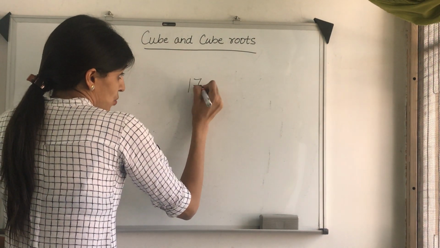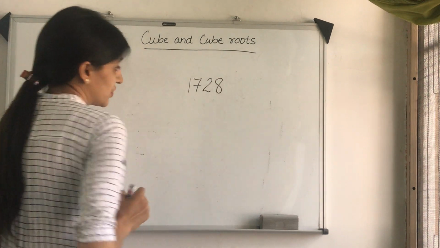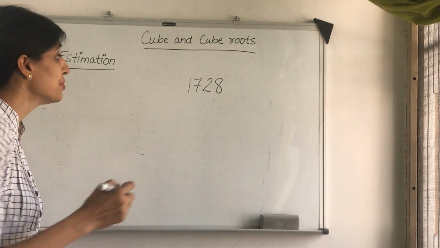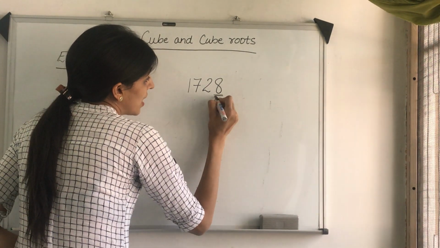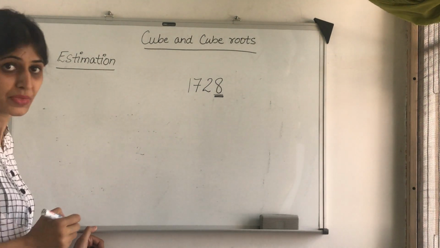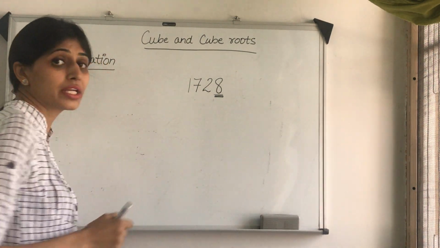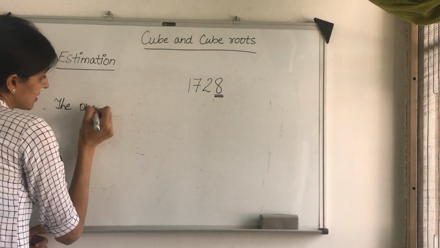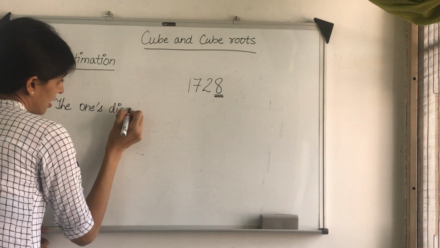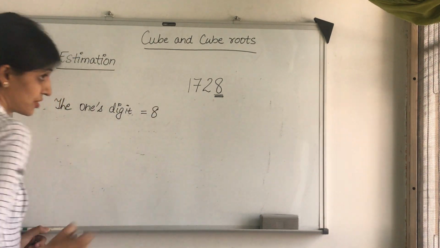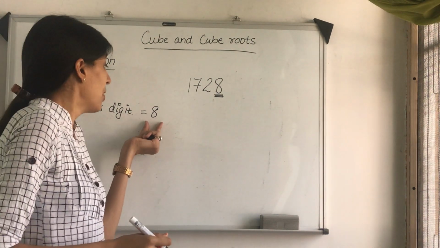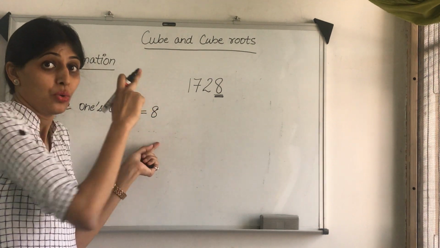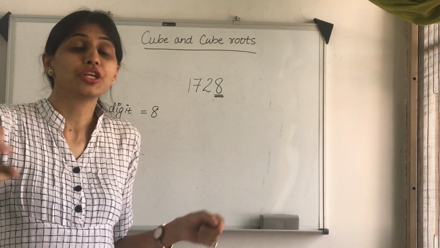Suppose a number is given, 1728. This is a number given to you. The first thing you have to do, you have to check what is the ones digit of the given number. Okay, what is the ones digit of the given number? 8. Write down. The ones digit is 8.